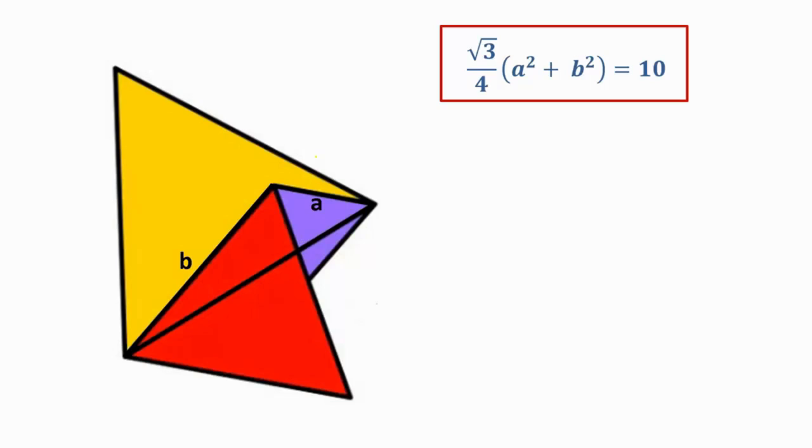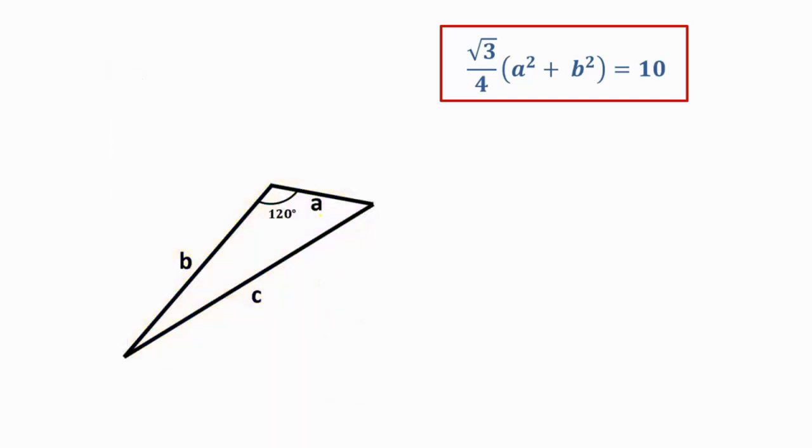Now let's consider the side of the bigger triangle as C. Let's focus on this triangle with sides A, B and C. We know that all of the triangles here are equilateral, and therefore every single corner angle is going to be 60 degrees. Therefore this angle is going to be 60 plus 60, 120 degrees. Now let's focus on this triangle only.